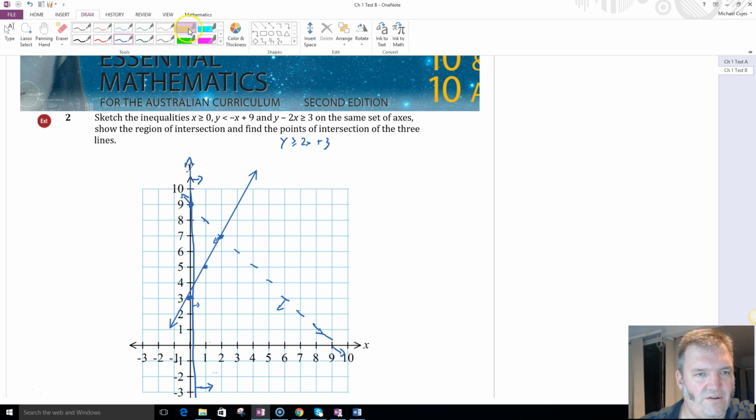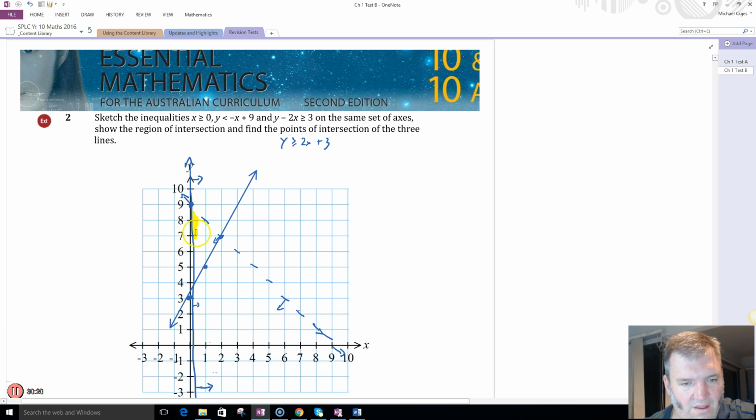What's the last thing I need to do? Shade the required area. Should be right up to the axis, so I'll just do it there. Now, of course, you can just do lines, or you can shade it if you've got a coloured pencil or something in the exam. Last thing we do is just mark that I've actually shaded the required region.